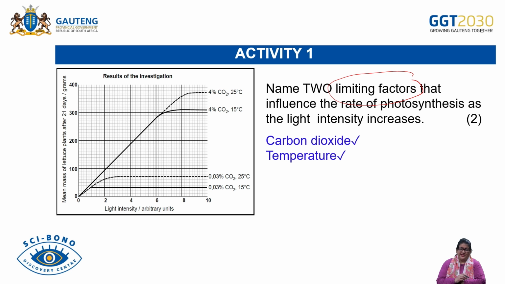There you've explained. You've explained the factor and what effect it has on photosynthesis and on the mass, because this whole graph is dealing with photosynthesis rate as well as the mass. So you've got to link all the factors to get full marks. All right.